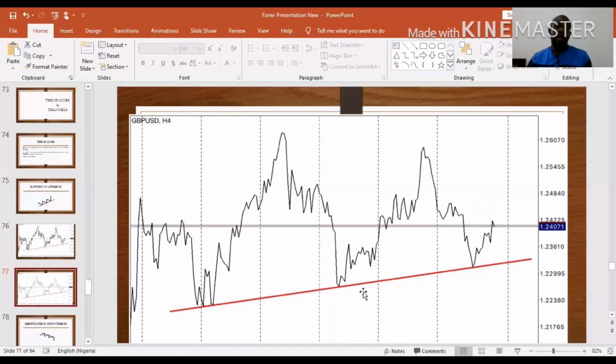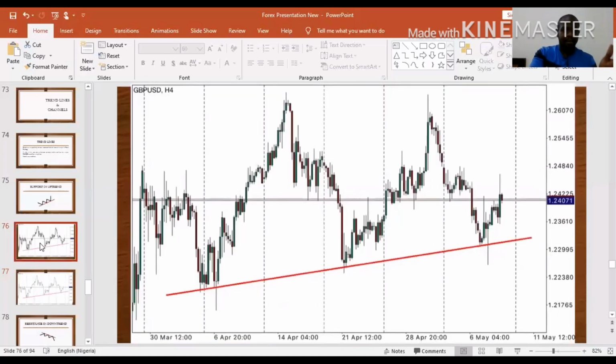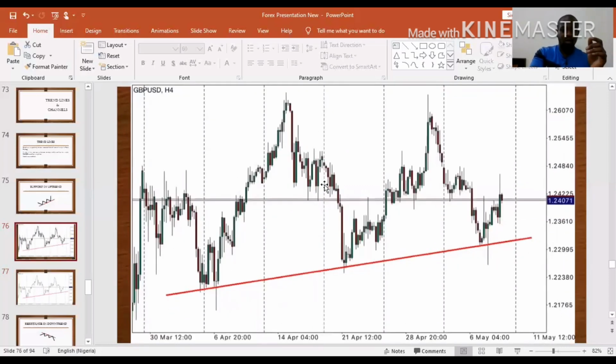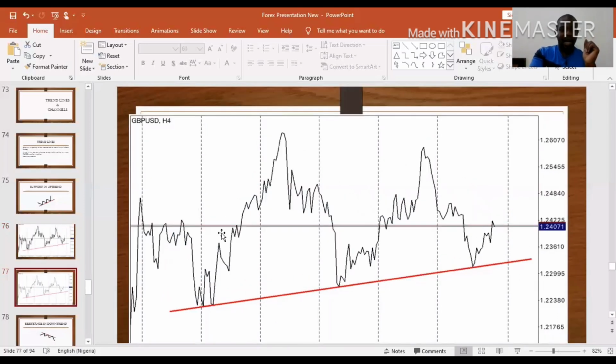So what I do is I take it to line chart, I identify my trend line, and then I switch back to candlestick. So it's very easy. You can notice this is the line chart for GBP against the US dollar. It's the same thing, just that in this case, these are candlesticks, while in this case, these are line charts, which show me every point is the closing price of every time.